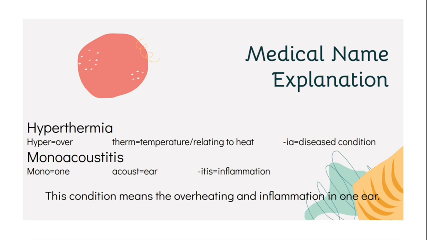So the first one, hyperthermia. Hyper means over, therm is temperature or relating to heat, and then the suffix ia is a disease condition. So my first word means that it's a condition of overheating. Monoacoustitis: mono means one, acoust is that root word, relates back to the ear, itis is inflammation, okay? So what does this mean? Well, it means that we have overheating and inflammation in one ear. So that's kind of what you get by decoding and dissecting my medical terms there.